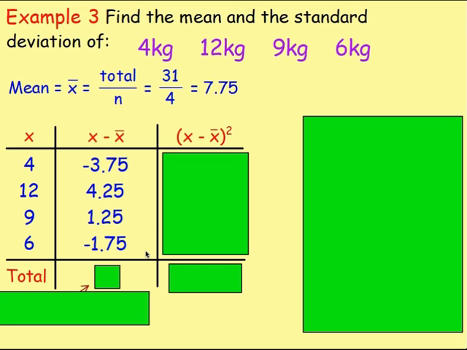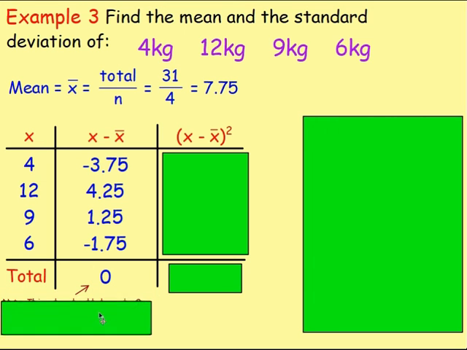Once we've done that, remember a little check to see if you are getting this right. We just have to add all these numbers together. So negative 3.75, add 4.25, just add them all. What I'd probably do is start with the positive numbers, add them, and then take away the 1.75 and take away the 3.75. Check that you get 0, which in this case, you do. Remember, this value should always be 0 unless your mean is rounded. Then it'll be out ever so slightly.